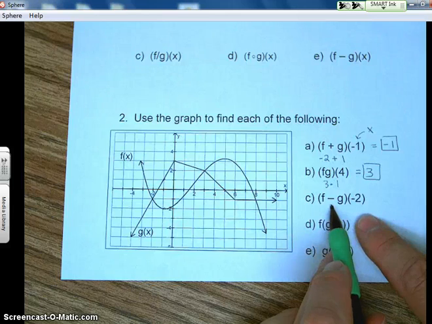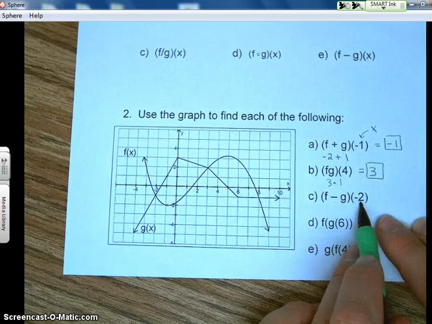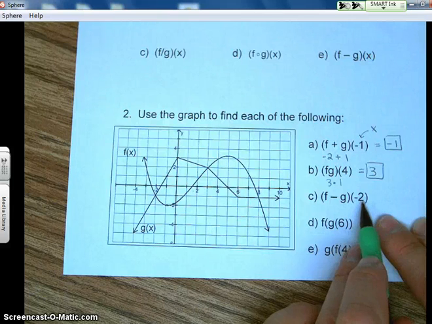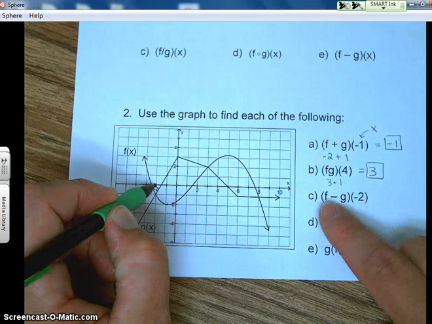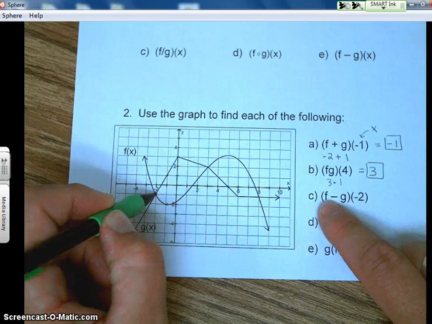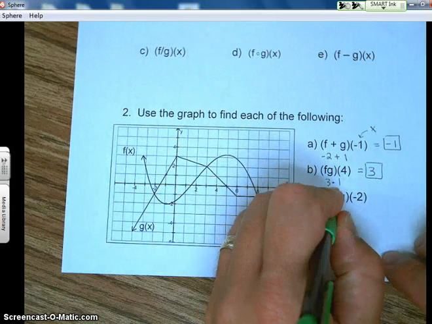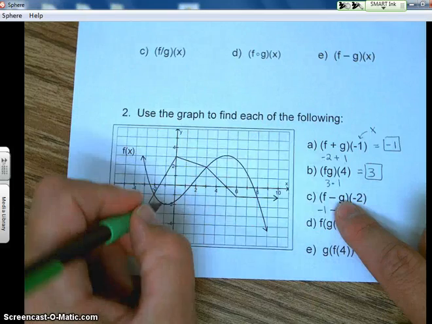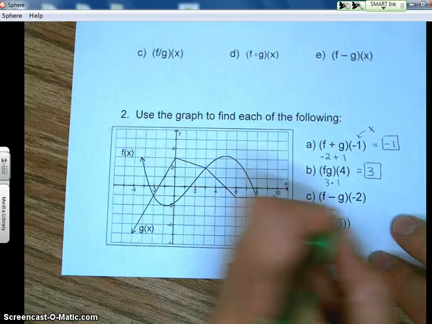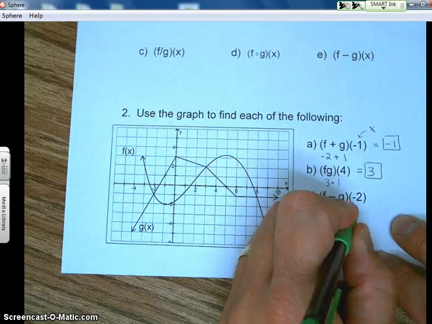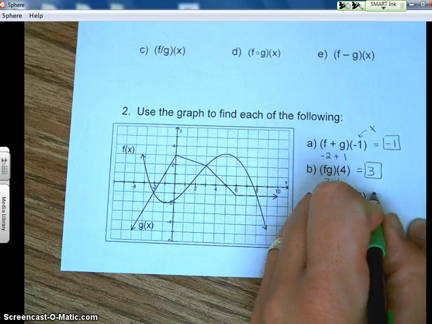Okay, this time we're going to subtract. We're going to go to the input value of -2, so where x is -2, so here it is, and we are subtracting. So f is going to be -1, subtract g, which is also -1. So -1 minus -1 is 0.